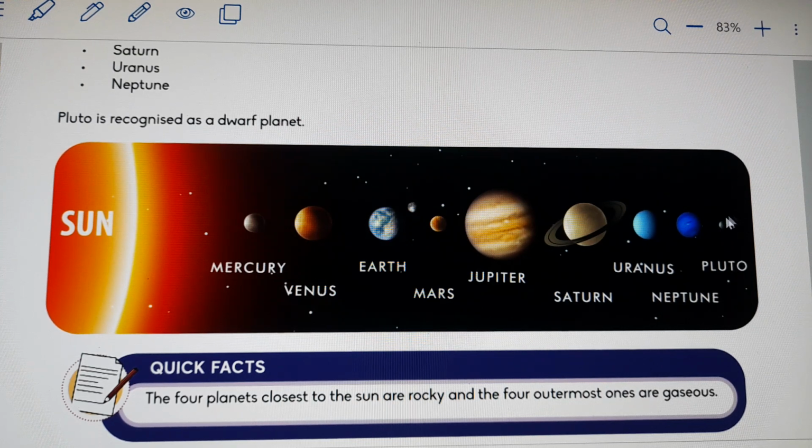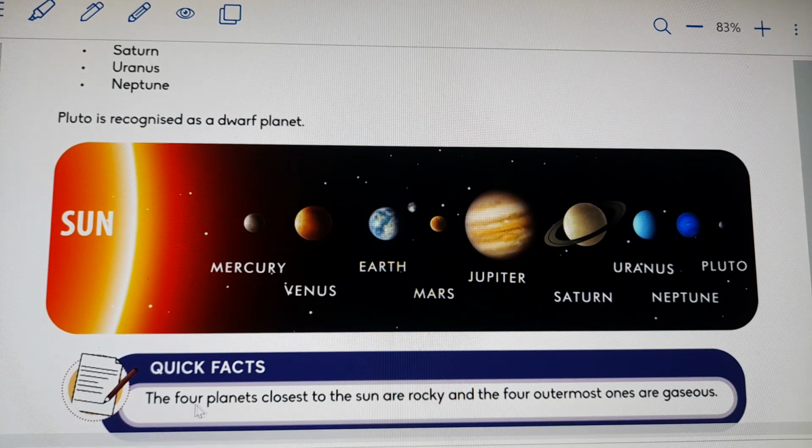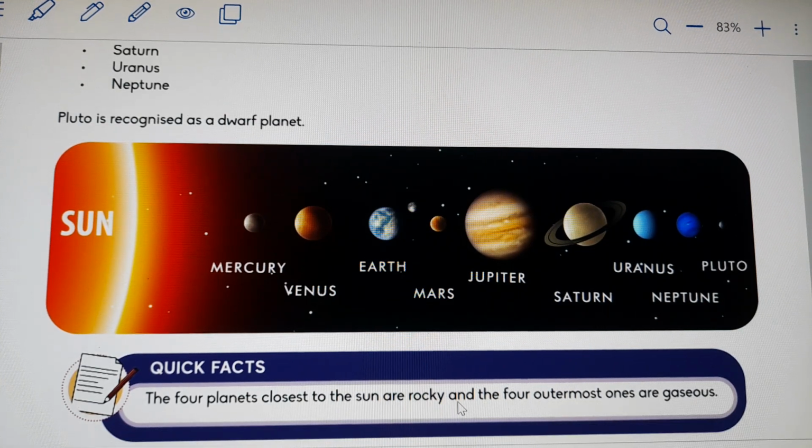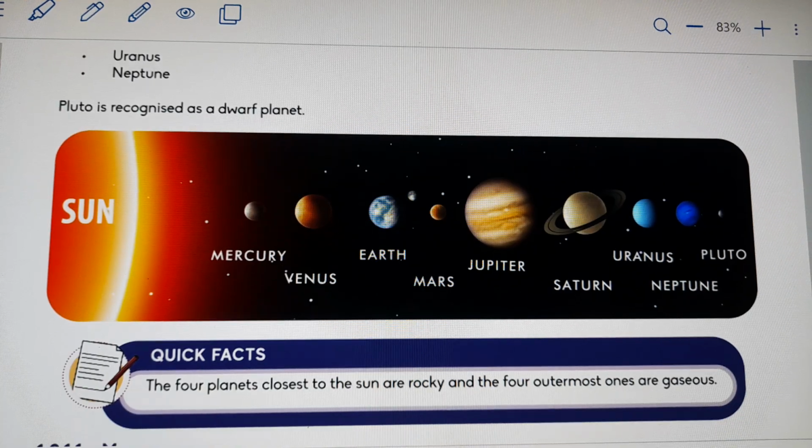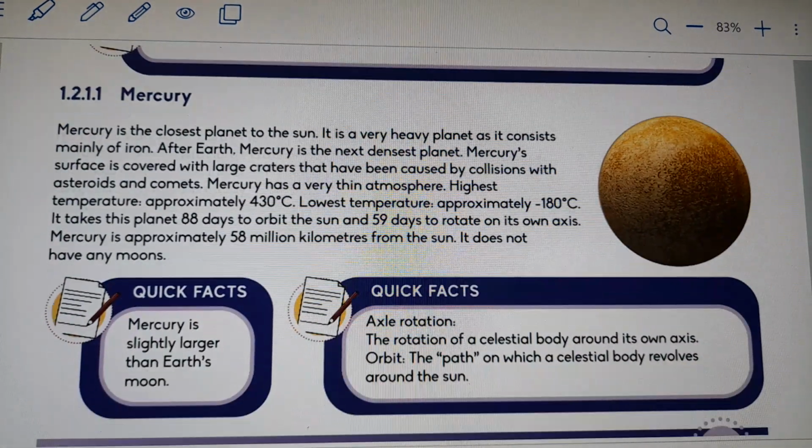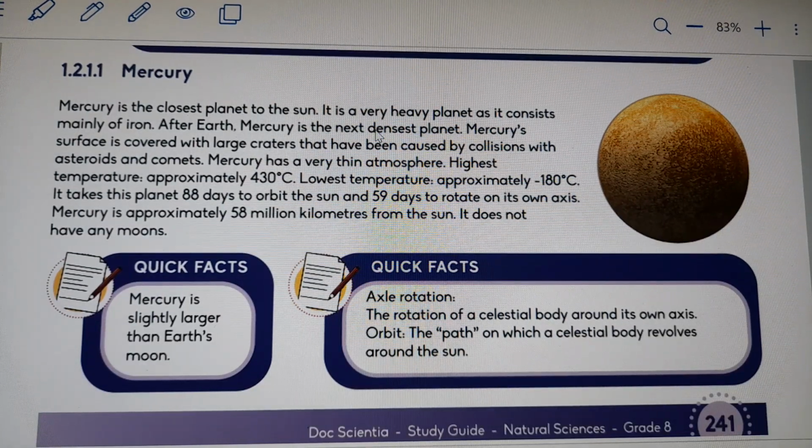Now, we have learned a little bit about Pluto, but we'll get there because they said it's classified as a dwarf planet. They say the 4 planets closest to the sun are rocky, and the 4 outermost ones are gaseous. So the first 4, Mercury, Venus, Earth, and Mars, are rocky. And then the last 4 are gaseous. Interesting facts that we are learning about the solar system. So we're going to look at each planet one by one.